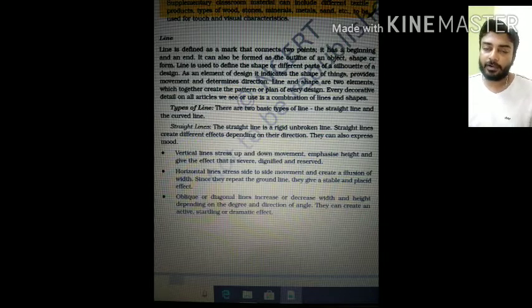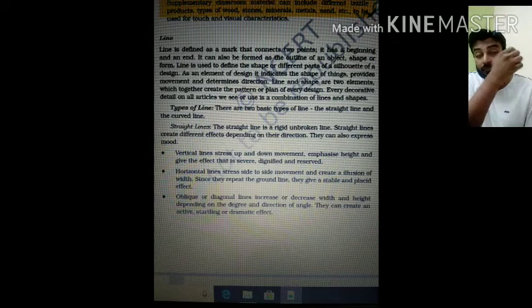Vertical lines, from the word vertical, you can see that it is an up and down movement. The lines given on a garment go from upward to downward as well as from downward to upward. So it emphasizes the height and gives the effect that is severe. The second one is the horizontal lines, which stress side to side movement and create an illusion of width. It creates a width kind of movement which is done in the garment to make an illusion effect. Since they repeat the ground line, they give a stable and placid effect.